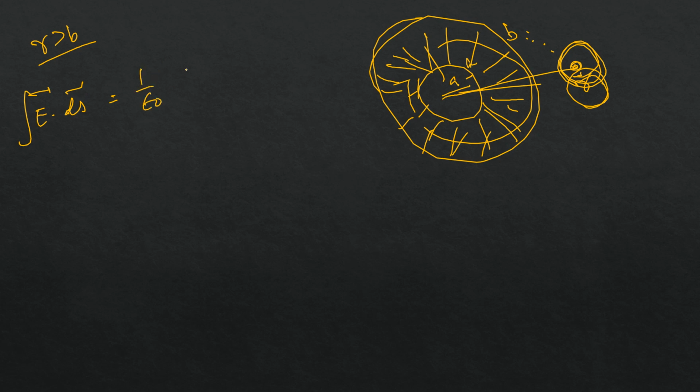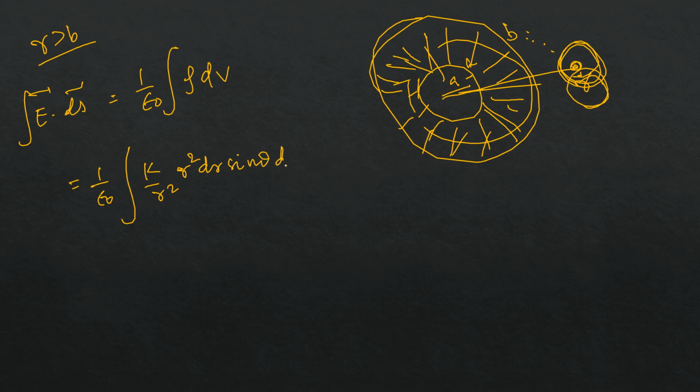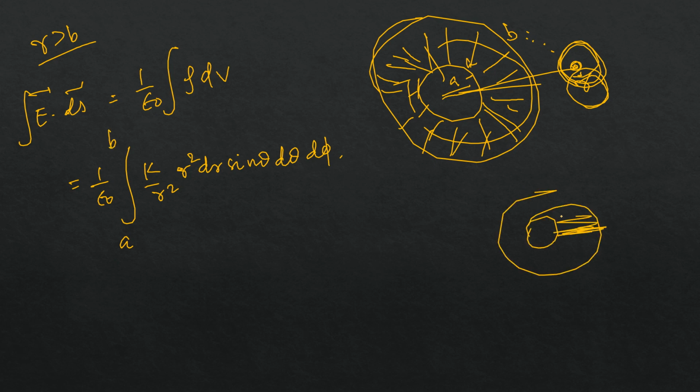1 by epsilon naught rho dV, 1 by epsilon naught k by r square into r square dr sin theta d theta d phi. Here the limit matters. Limit is A to B. Why? Because only between A to B the charge density is there, and because of that charge density I will get electric field at this point.